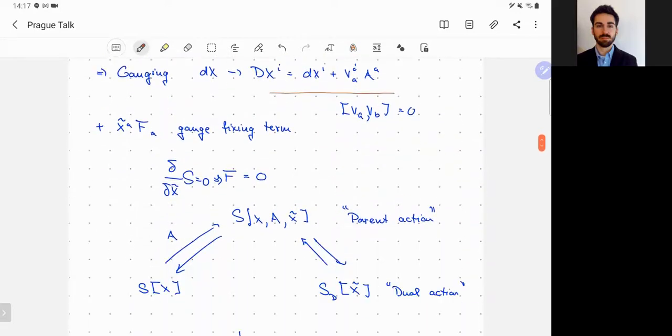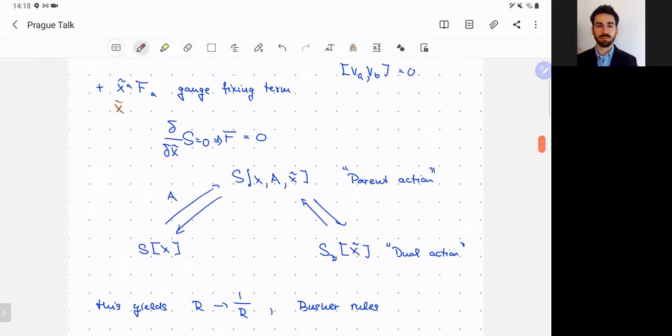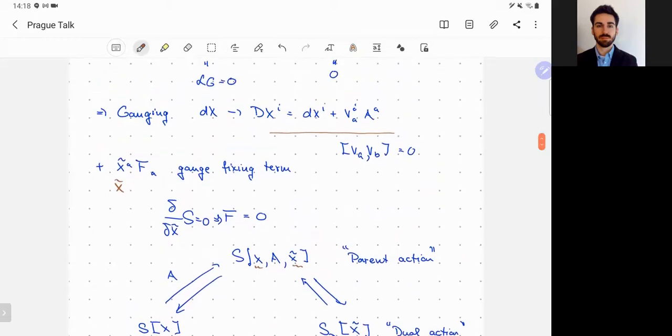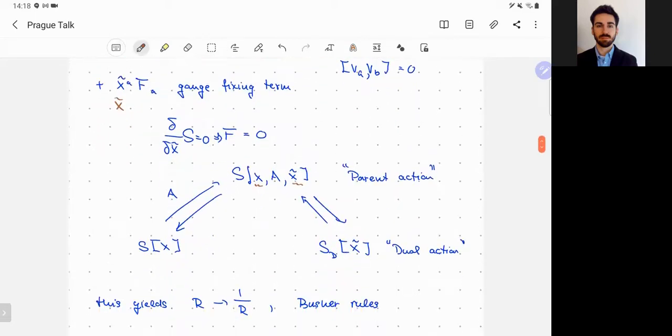I'll add the gauge fixing term, some x tilde dot F, which upon varying tells me that F is 0. Then I can write down this parent action, where the gauge field appears along with the original coordinates and the dual coordinates, which are the Lagrange multipliers. If I integrate out x tilde, I find that F is pure gauge, and I can write it as dx, subsume it in the x, and get the old action.